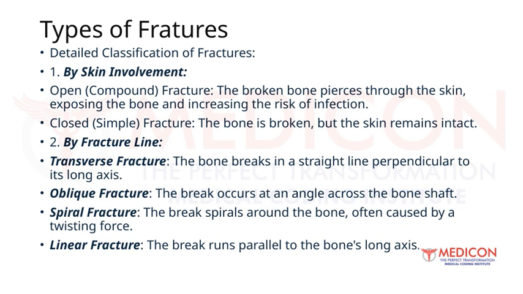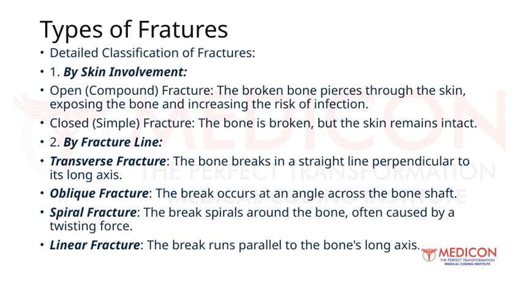Next, let's explore classification based on the fracture line itself. A transverse fracture is when the break runs straight across the bone, perpendicular to its long axis. Think of it like a clean cut across a stick. An oblique fracture occurs at an angle across the bone shaft, which can sometimes make treatment a bit more complex due to the angle of the break.